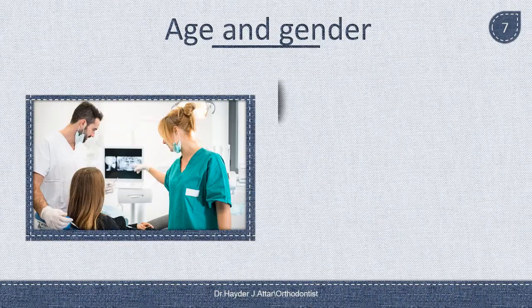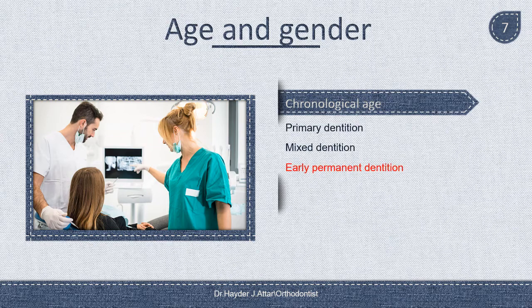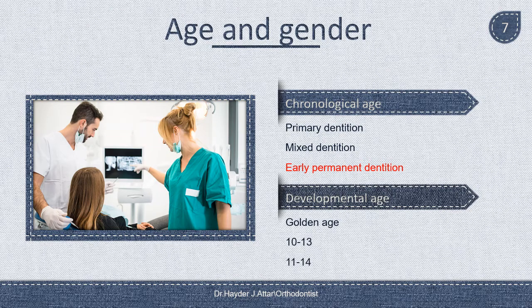The age and gender of our patient: there is a different terminology for the age of the patient. One of the terminologies of the age of the patient is the chronological age. The chronological age of the patient means the age of the patient from the day of the birth of the patient until the day of the visit to the dental clinic. In addition, we divide the age of the patient according to the dentition of the patient into the primary dentition age, mixed dentition age, and early permanent dentition age.